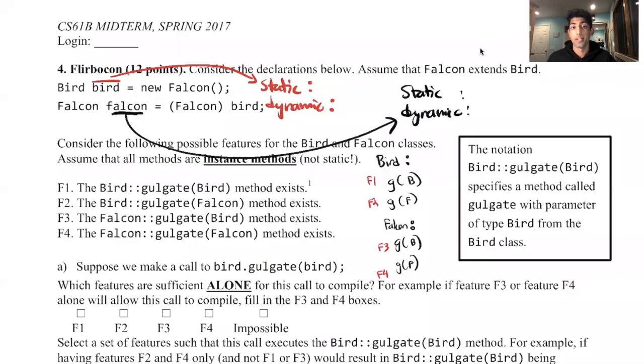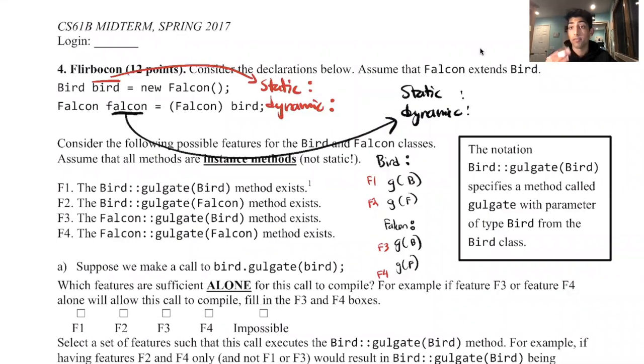Hi everyone, this is going to be a video walkthrough on question 4 on CS61B, Spring 2017, Midterm 1. It begins by telling us to consider the declarations below, and we know that the Falcon class extends the Bird class.